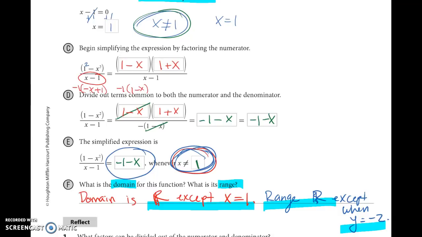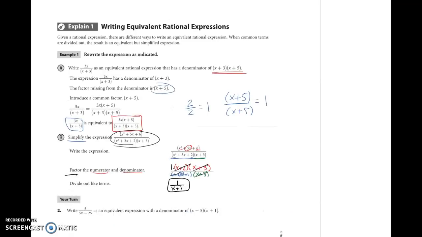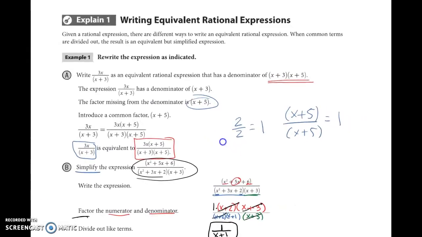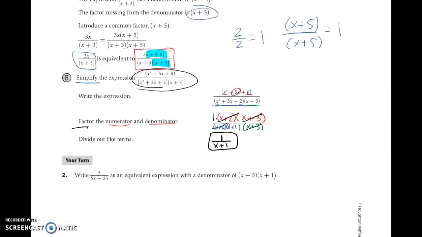Then we went on to explain 1, which is page 426. And we went over writing equivalent expressions, or rational expressions, where if you want to add something to your denominator, you have to remember you have to do it to top and bottom. And then the last one was simplifying, and that's where we factored our numerator and our denominator, and we divide out like terms. So we'll pick up explain 2 and explain 3 in the next video.